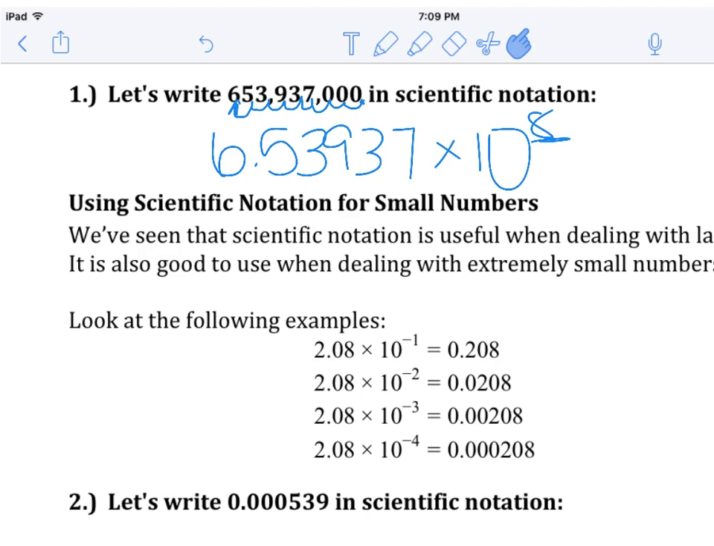When you take a look at the examples down below, when we have small numbers, we are going to move the decimal point the other direction. Again, we have 2.08 times 10 to the negative 1 power. We're going to move one spot to the left, and that's where we get 0.208. With 2.08 times 10 to the negative 2, we go 1, 2 spots, and that's where we're getting this answer. And so on and so forth.